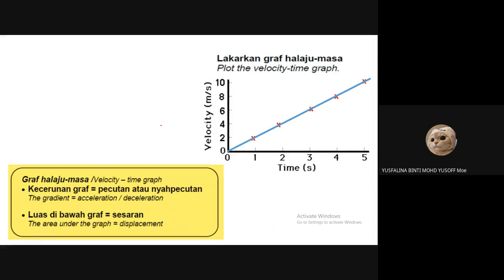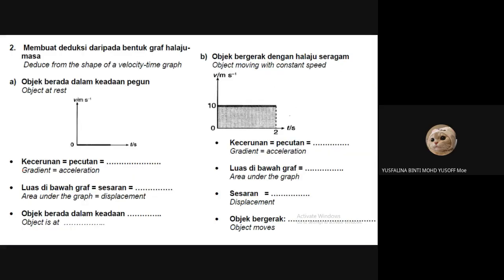Okay, so anything you want to ask the teacher? This is the main point here that you have to remember. All right, so we move on to the next one. We already learned the basics, the basic thing about velocity against time, and what information we can get from it. Now there are many types of velocity against time graphs.